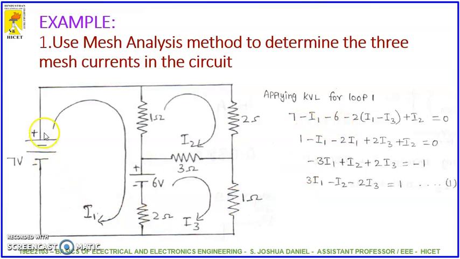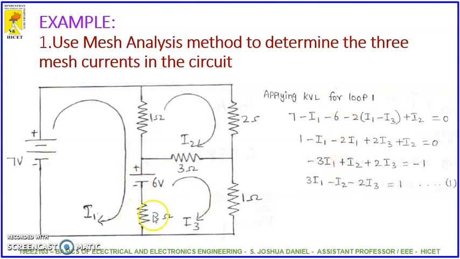So see, in the first loop, this current is flowing from minus polarity to the positive polarity, so 7. And the same current flows through the first resistor. So here two currents are flowing through this 1 ohm resistor. So I1 minus I2 into 1, right? Then the same current flows through the 6 volt source. So that is positive plate to negative plate, so it is minus 6.